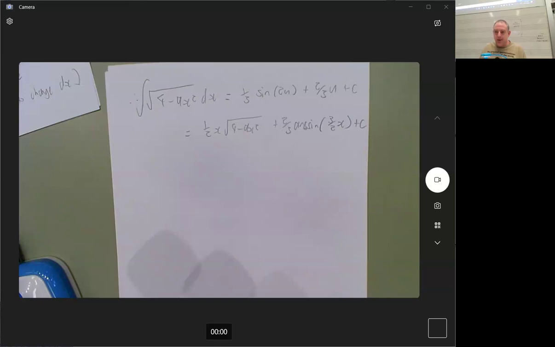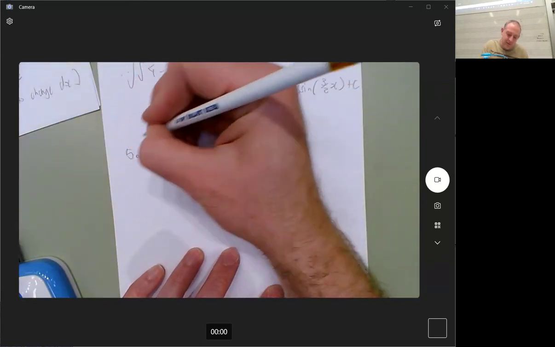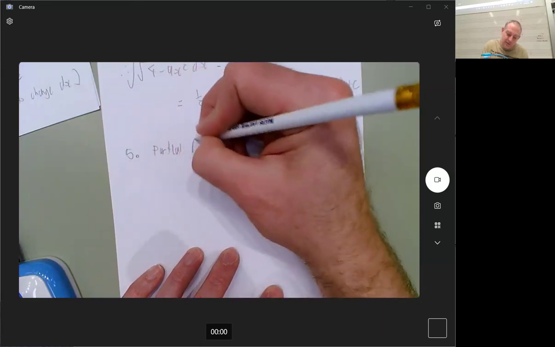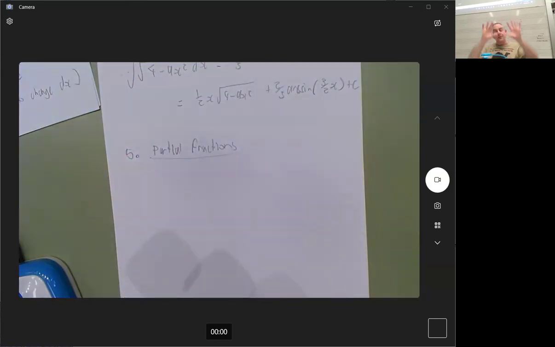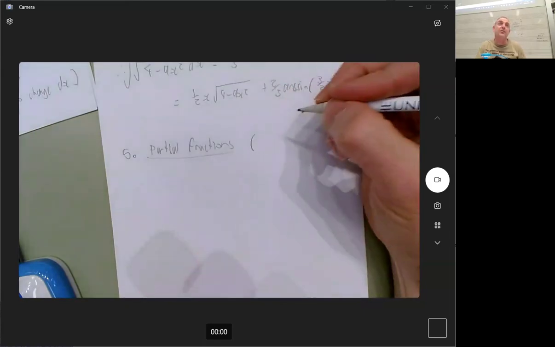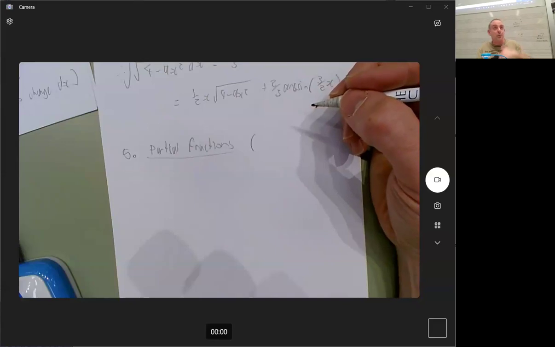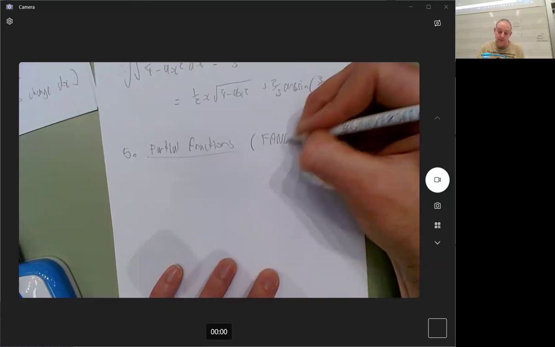All right. My next session starts at 1:30, but I'm squeezing it in anyway. We're going to do technique 5, which is partial fractions. And just a quick pass over it. Partial fractions is not technically an integration technique. It's an algebra technique. It's a fancy way of rewriting.